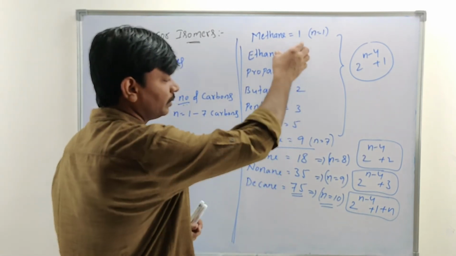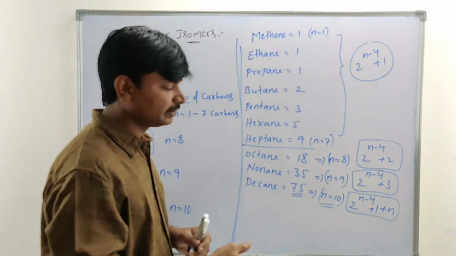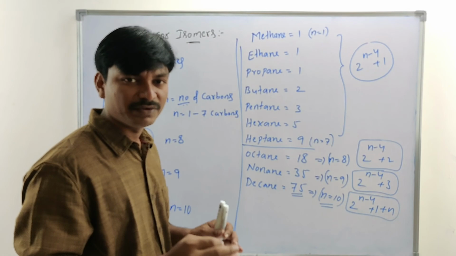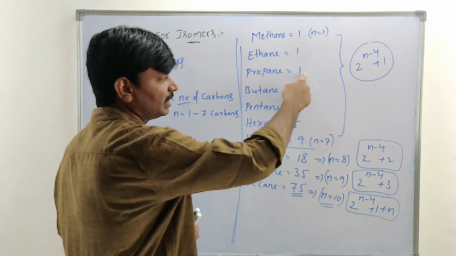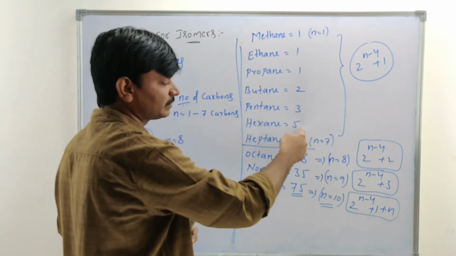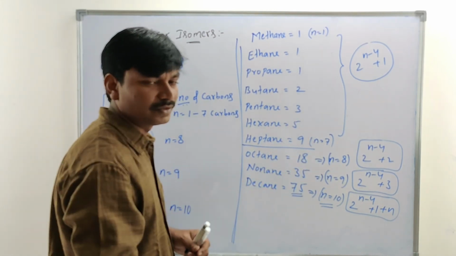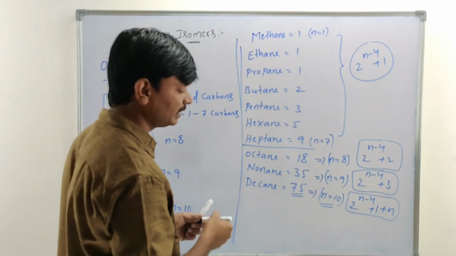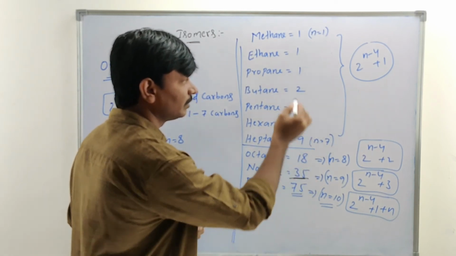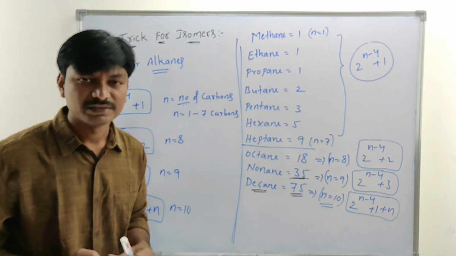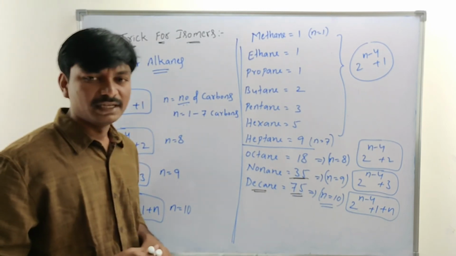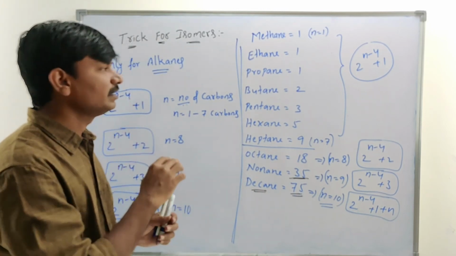Okay. Adding the isomers together, we finally get 75 total isomers for decane. That is 1 plus 1 plus 1 plus 2 plus 3 plus 5 plus 9 plus 18 plus 35, total isomers equal 75. Here decane isomers is also 75. Okay, clear? That is the number of isomers for alkanes.